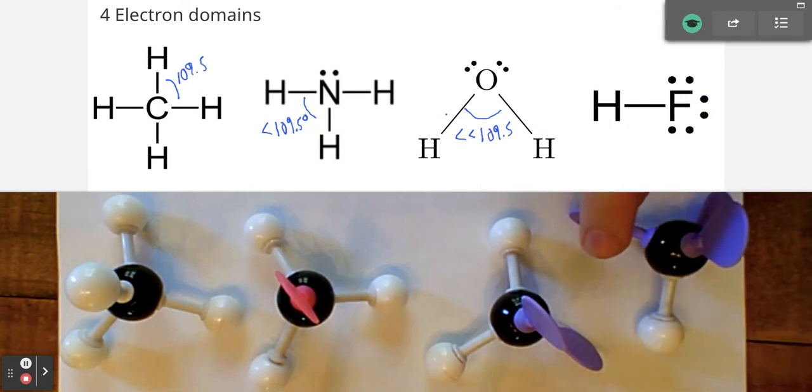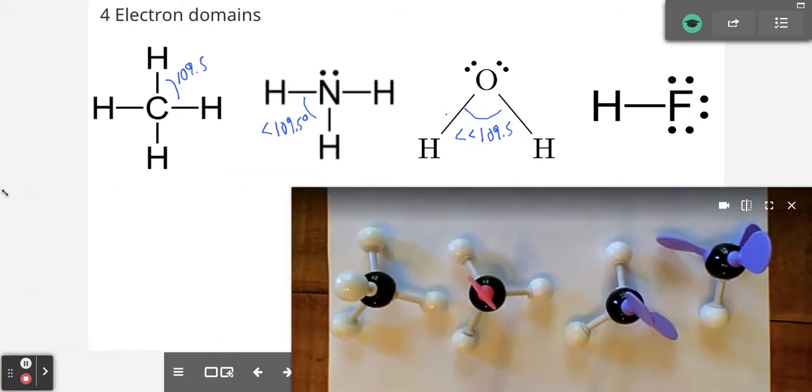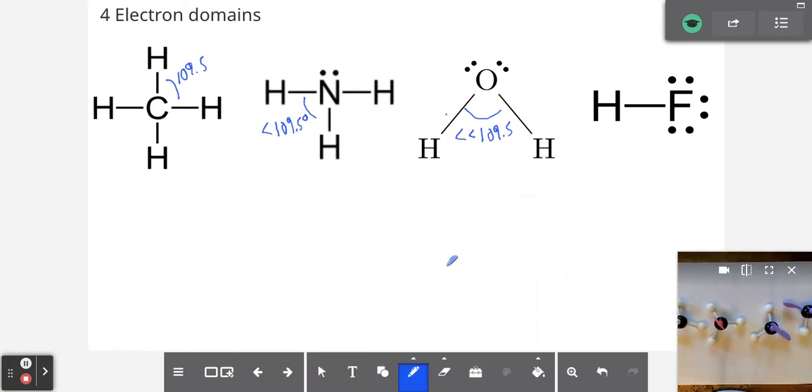Finally, in the case of HF, we're going to say that the fluorine does have 1, 2, 3, 4 electron domains, but you can't really talk about a bond angle since there are only 2 points here. There's only the hydrogen and the fluorine and not a third atom. There's no vertex for an angle with 3 points. So we'll just ignore the concept of bond angles there. But I do want to point out that the fluorine does have 4 electron domains around it.